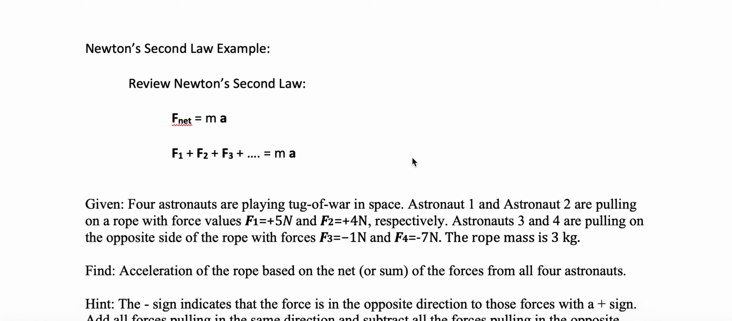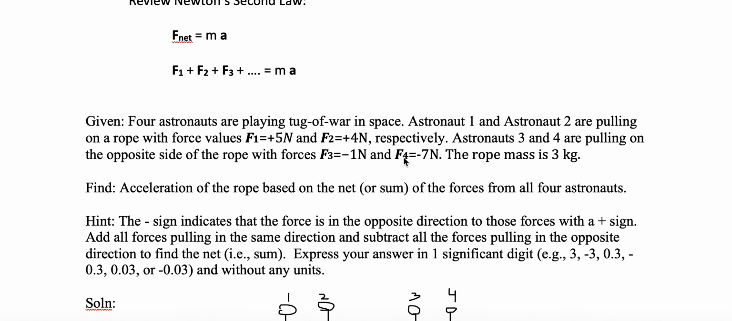So let's take a look at what is given. 4 astronauts are playing tug-of-war in space. Astronaut 1 and 2 are pulling on a rope with force values of F1 equal to positive 5 newtons and F2 equal to positive 4 newtons, respectively. Astronauts 3 and 4 are pulling on the opposite side of the rope with forces F3 equal to minus 1 newton and F4 equal to minus 7 newtons. Notice we see positive, positive, so these guys are pulling on one side of the rope, and we see negative, negative, indicating that these 2 astronauts are pulling on the other side of the rope. The rope has a mass of 3 kilograms.